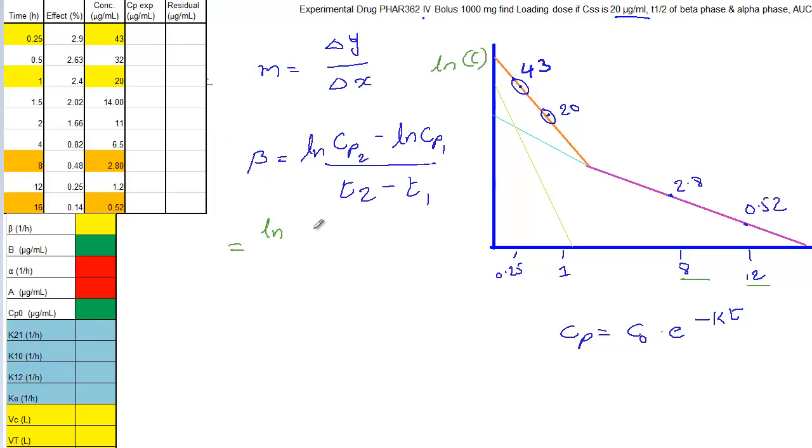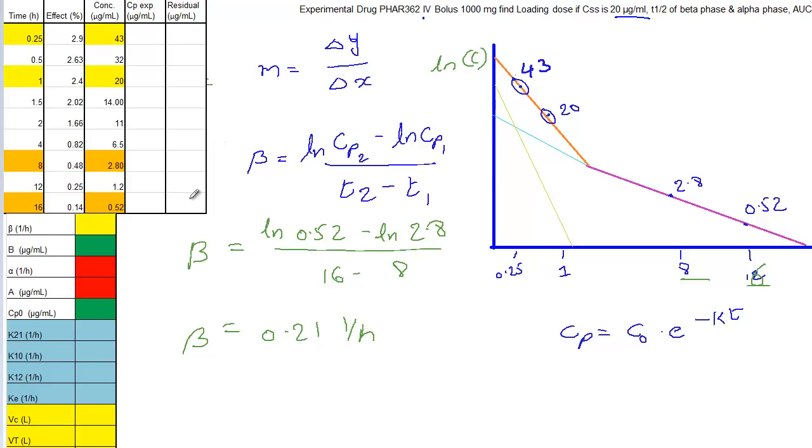ln of Cp2, that is 0.52, minus ln of Cp1, that is 2.8, divided by 16 minus 8. Okay, so if you solve for this equation, you get 0.211 per hour, that is hour inverse, by the way.